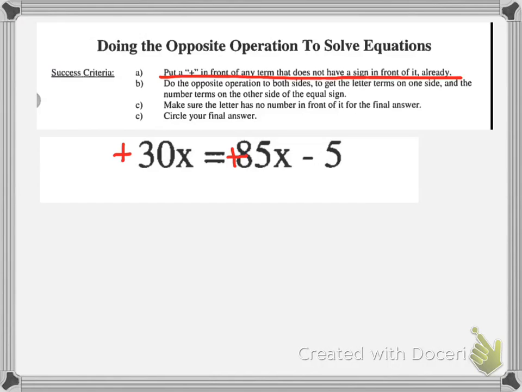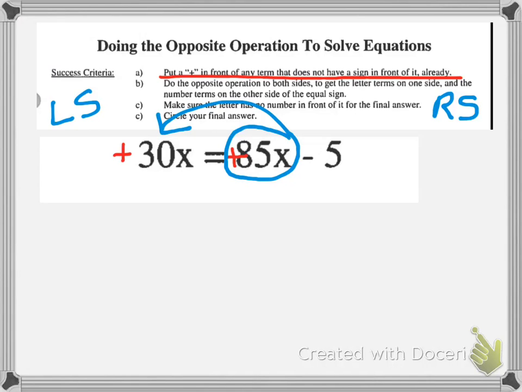Now, what we want to do to solve the equation is to get all the x terms on one side and all the number terms on the other side. Now you have to think of an equation as balanced. So let's say we want to move the 85x to the left side, this being our left side, this being our right side. We want to do that because we want to get all our x terms together, and that way the number term would be on the right, and we'd have x terms together and number terms together, one side each. So we have positive 85x right there.